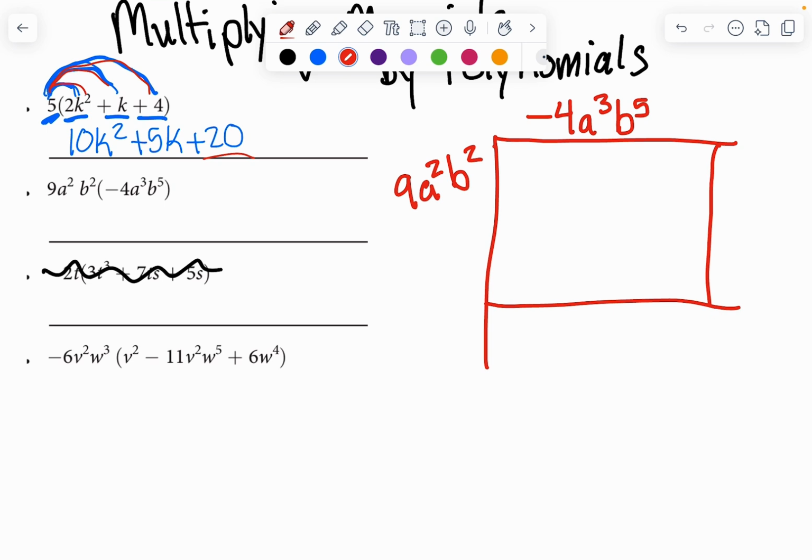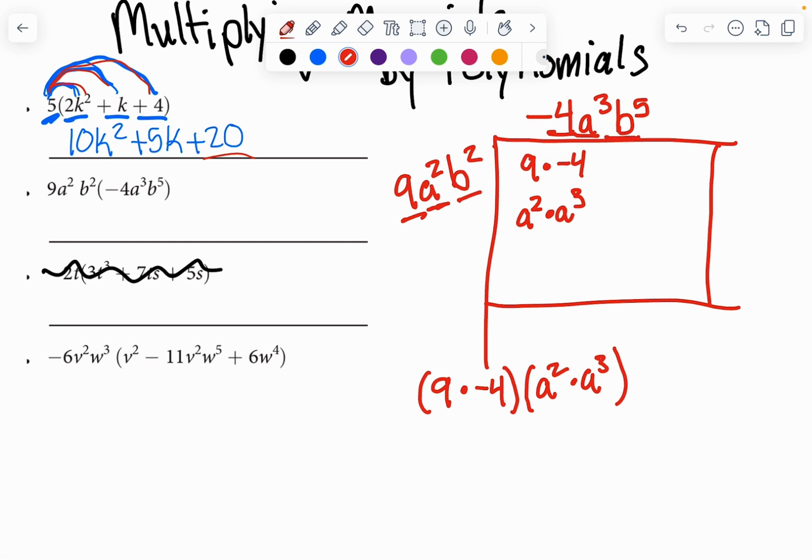But we are going to break it down into a bunch of different little parts so we can focus on them individually. First thing, I'm just going to focus on the coefficients, so the numbers at the beginning. So this is 9 times negative 4. If I visually want to represent this in a different way, we are regrouping, doing 9 times negative 4, multiplying that by our a values, so a squared times a to the third. And finally our b values, b squared times b to the fifth.